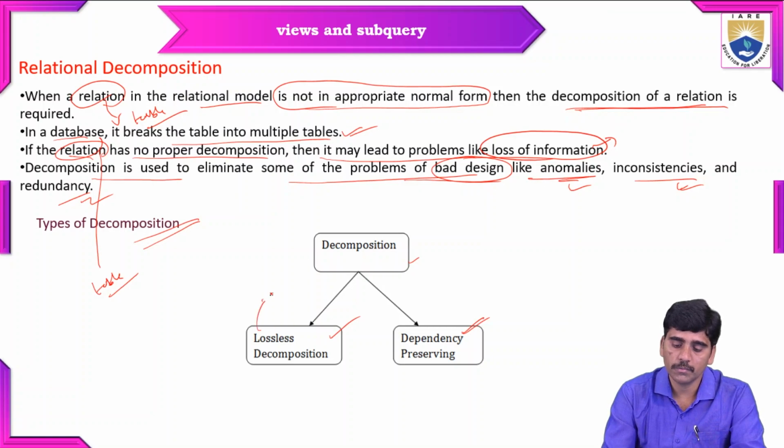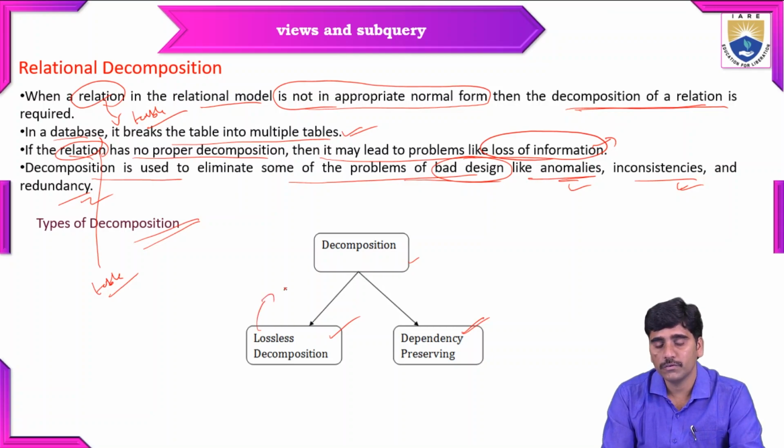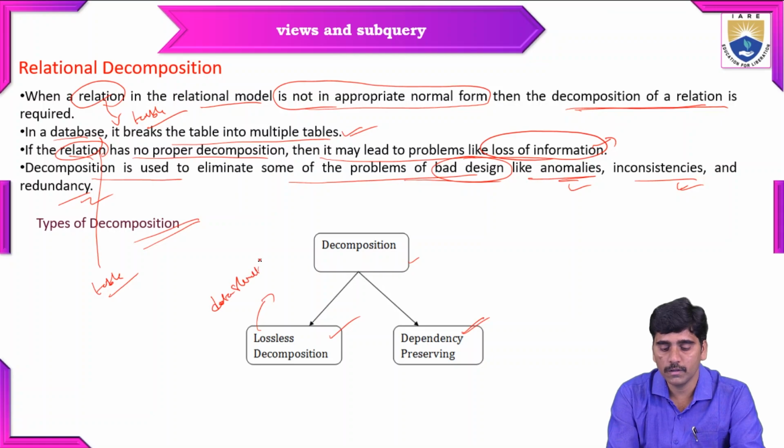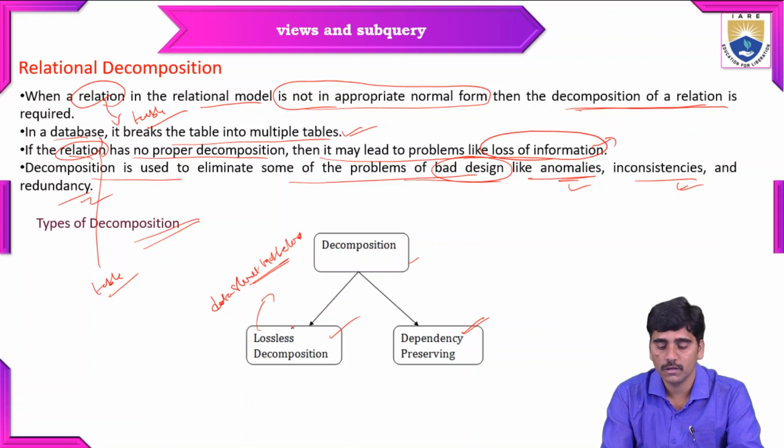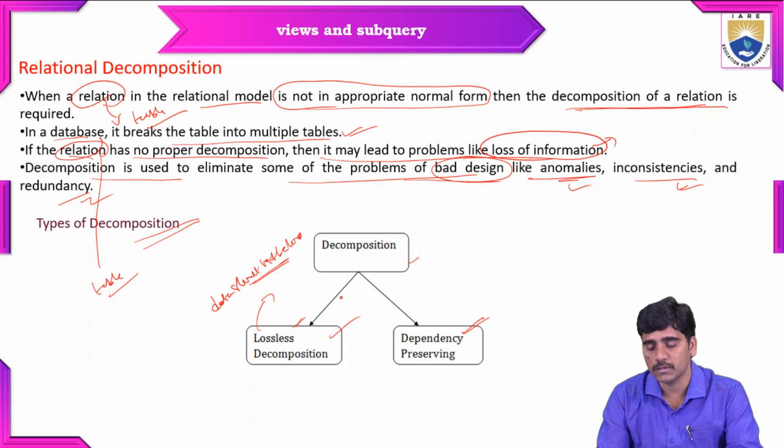So lossless decomposition is nothing but what? If you divide the tables into different tables, then the data should not be lost. Then it is called lossless decomposition. Even though you are decomposing the tables, the data is not lost. Dependency preserving. So dependency preserving is nothing but what?